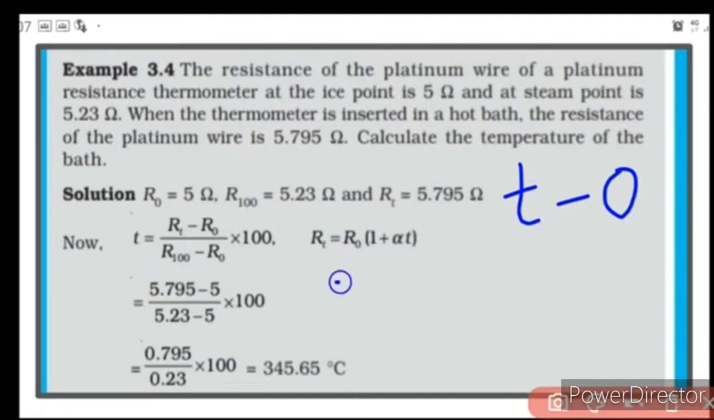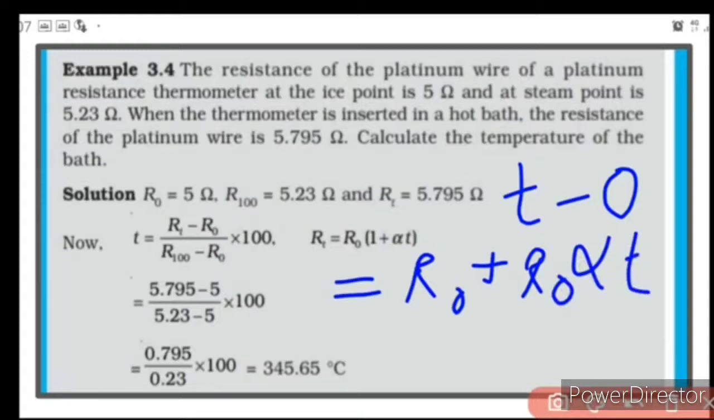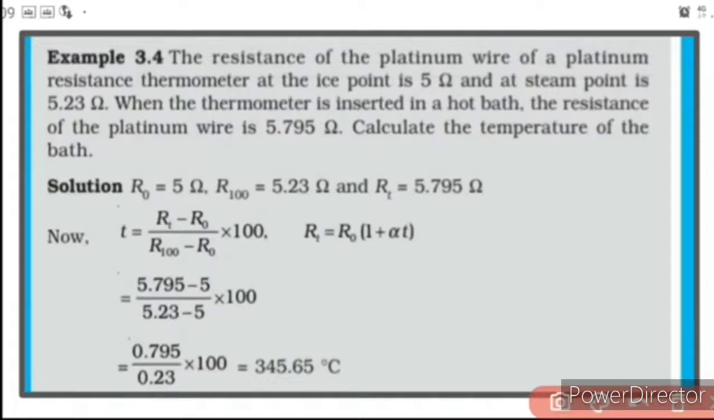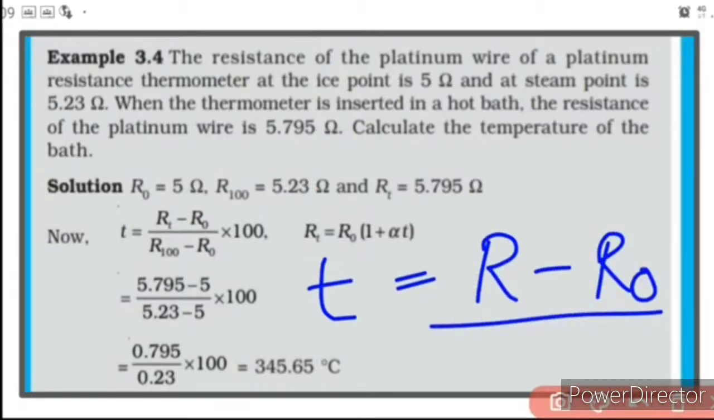Rearranging this, when you expand the right hand side you will have R0 plus R0 alpha t. Now take R0 to the left hand side. So you will have RT minus R0 equal to R0 alpha t. Now what is t? t is what we have to find. So from this equation, t is equal to RT minus R0 divided by alpha into R0. That is the expression for t.